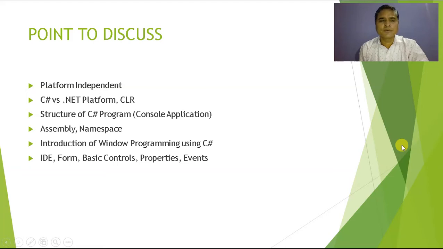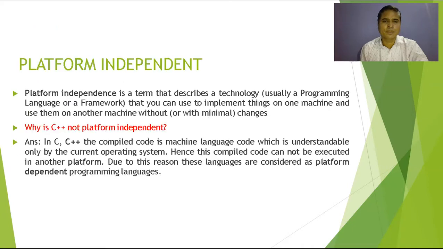In this section, we are going to discuss some points like platform independent, C Sharp versus .NET platform, CLR, structure of C Sharp program, assembly, namespace, window programming using C Sharp, IDE, forms, basics, controls, properties, events, etc. So first we start with platform independent.